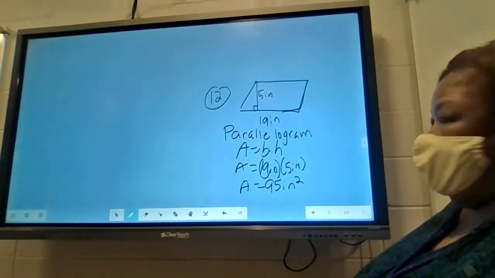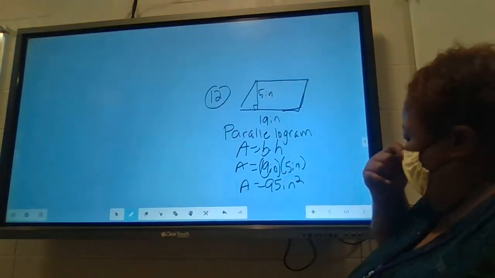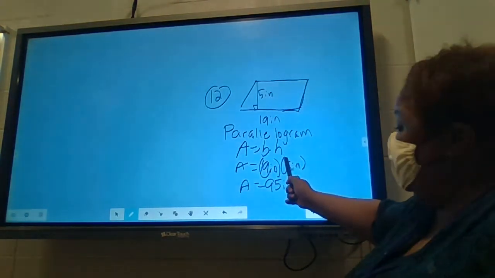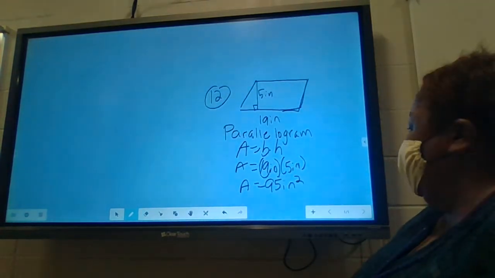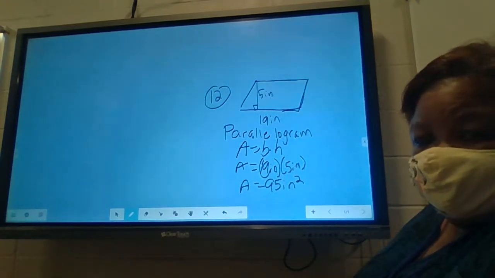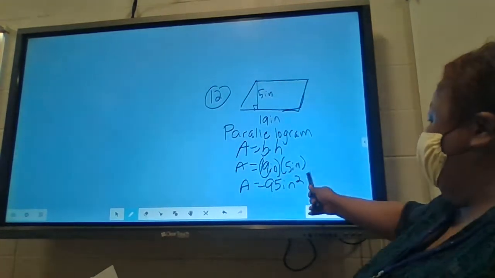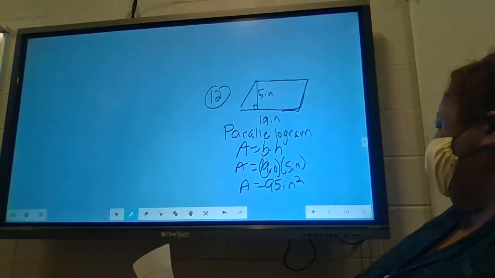How did I do that in my head that fast? By the distributive property. 19 is 20 minus 1. 20 times 5 is 100, minus 1 times 5 is a minus 5. 100 minus 5 is 95. Inches squared. Area is always in terms of something squared.